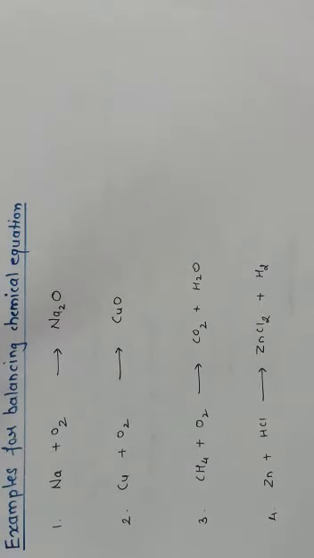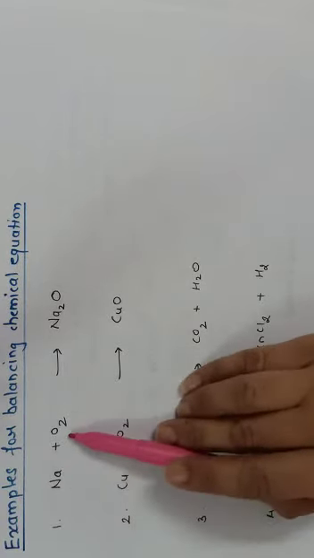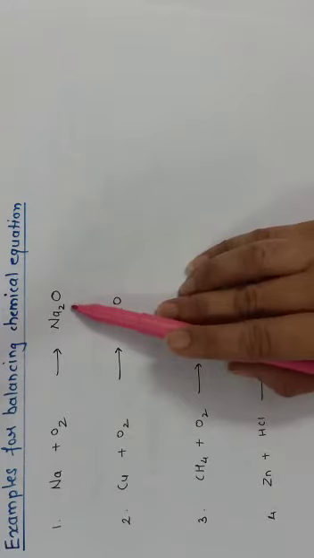So let us discuss some examples for balancing chemical equations. Now we need not do that again in tabular form. We will solve it directly now. I will show you how. First example: sodium reacts with oxygen to give sodium oxide.